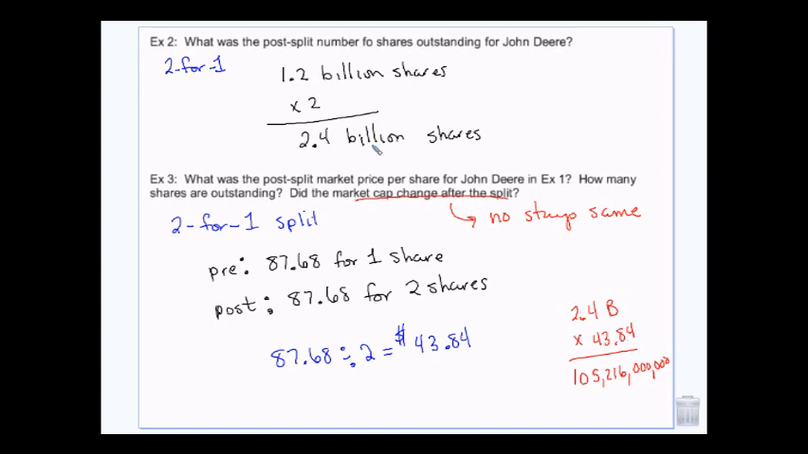Now, if you have a 2-for-1 or a 3-for-1, it's really easy because there's a 1 there. But sometimes they do different numbers of split. They can do a 3-for-5, a 3-for-2, a 2-for-3, or a 6-for-7. They can do whatever numbers they want. And so we have a formula to make it easier so you don't have to try to figure out what to multiply and divide by.